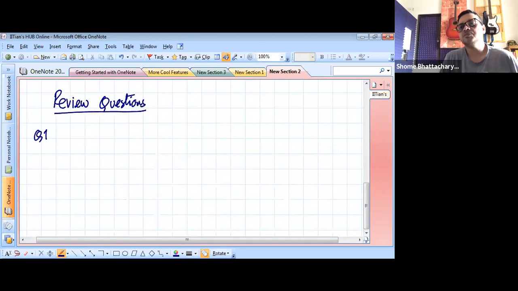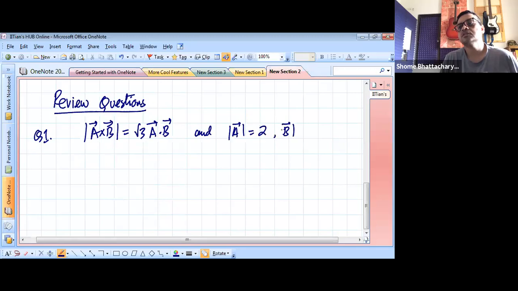Let's start with something pretty easy. A cross B has a magnitude which is √3 times A dot B. The magnitude of A is 2, the magnitude of B is also 2. Then find the magnitude of A plus B. We just start with this question.